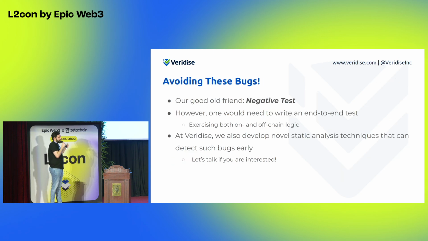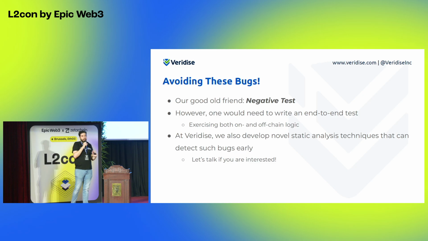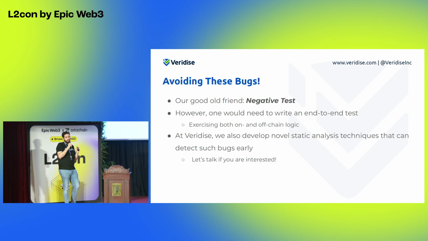Okay, this also sounds really bad, because if the DeFi component doesn't check all necessary things, things can go extremely wrong. So how do we avoid these types of bugs? We go back to our good old friend, the negative test. However, here we need to write a negative test that exercises both the ZK and DeFi components. And given our experience, we see this type of negative test less often than others.